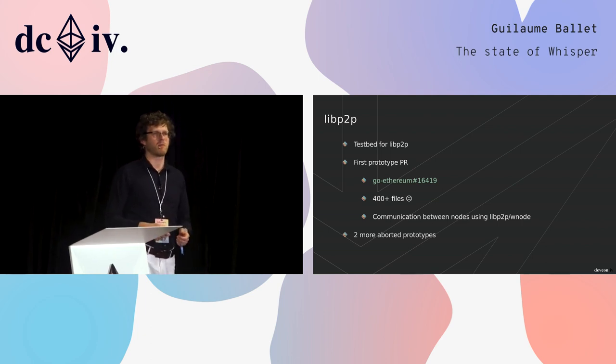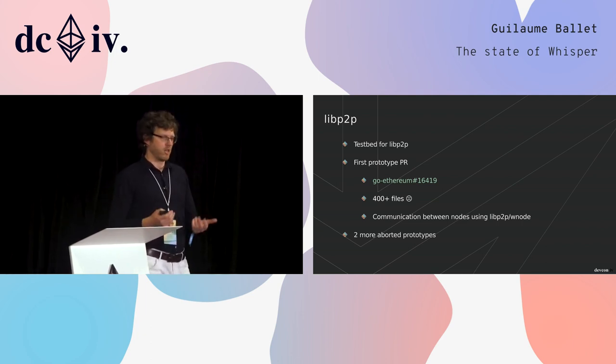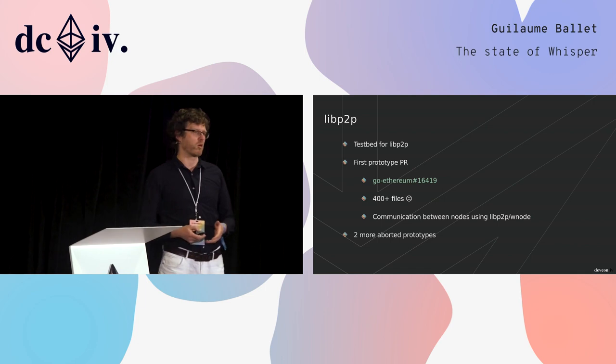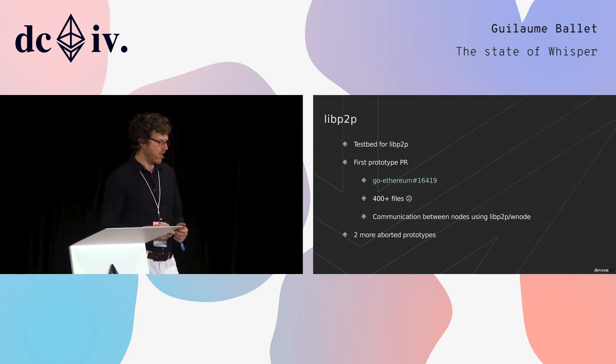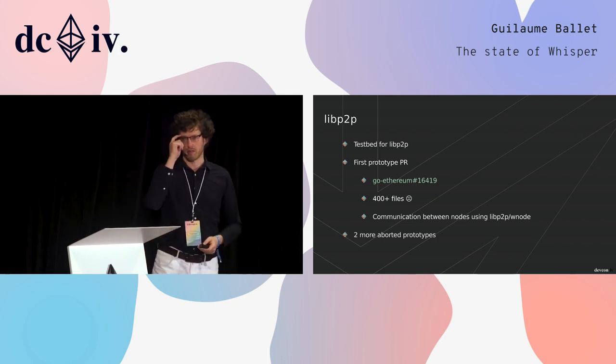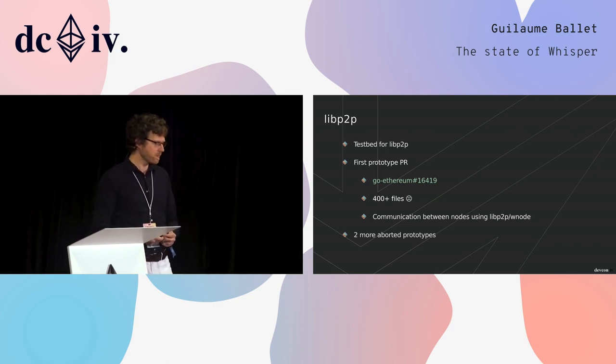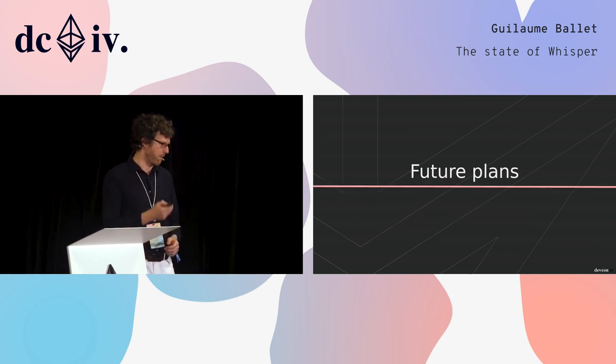And I made a couple of PRs. One of them is a proof of concept, so it's available at this address. I have a testnet of libp2p Whisper clients talking to each other. The problem is that libp2p, at least the Go implementation, is not exactly modular yet. So we have to bring in 400 files. That's a bit of a problem, so that's why it's not available yet.